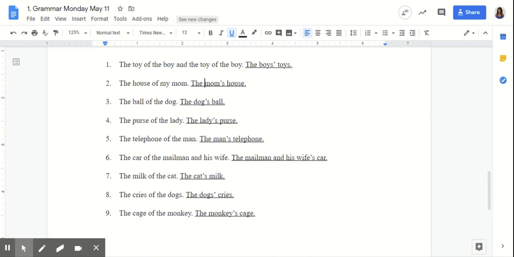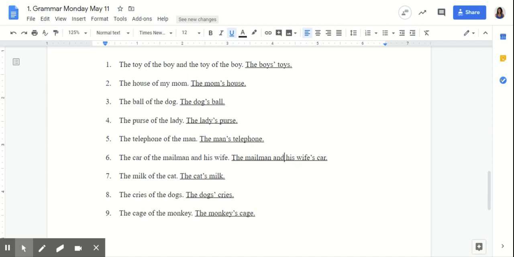Number four, the lady's purse. Again, only one person, and we're trying to show ownership of purse. So the lady's purse with the apostrophe S for lady. Number five, the telephone of the man, the man's telephone. Same process as we just did for the previous three. It's an apostrophe S because we only have one person for man and it's the telephone for ownership. So the man's telephone.